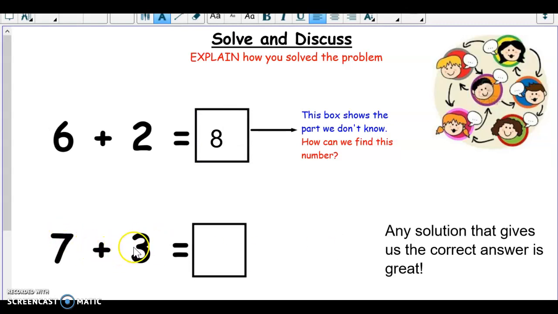Let's try 7 plus 3. What is 7 plus 3? You can draw a picture, you can use your fingers, or you can count up 3 more from 7. I'll give you a hint, that's kind of what we're going to introduce to you today. Counting on. So if you have 7 and you count up 3 more, 8, 9, 10. Your answer is 10.